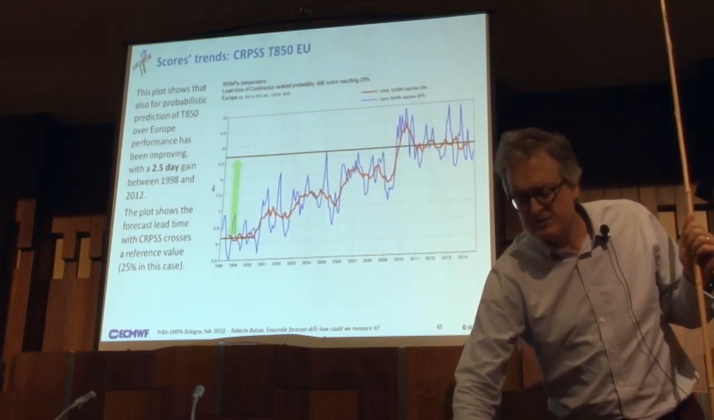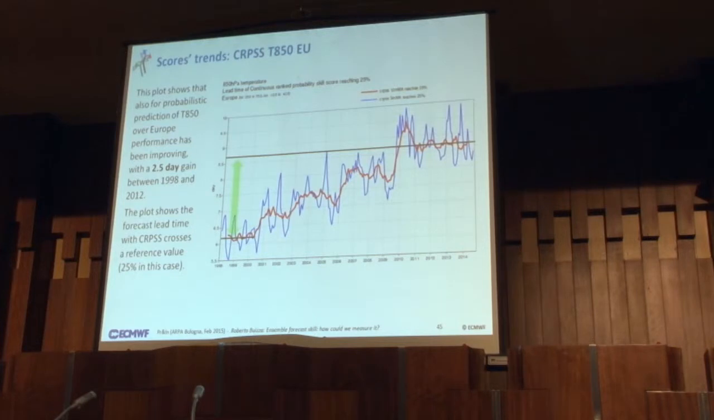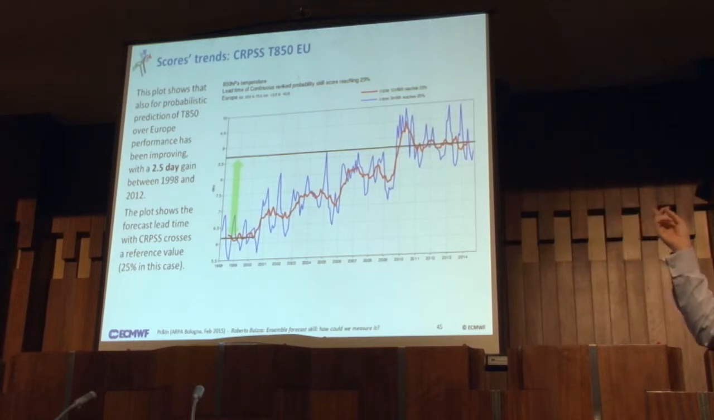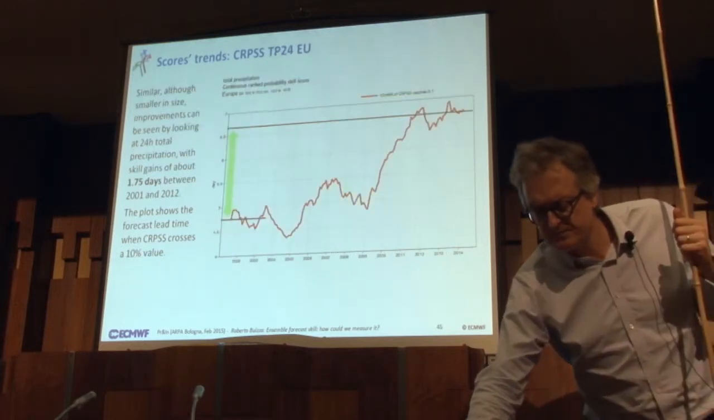Same for other scores. This is how the CRPSS for temperature at 850 over Europe looks. So again, indication of gaining skill. So this is what we were discussing before, Carlo. If you look at scores over Europe, they are much noisier. They change. There is much more variability. So extracting a signal is less easy than if you look at the whole Northern Hemisphere.